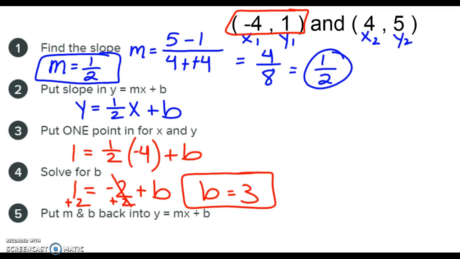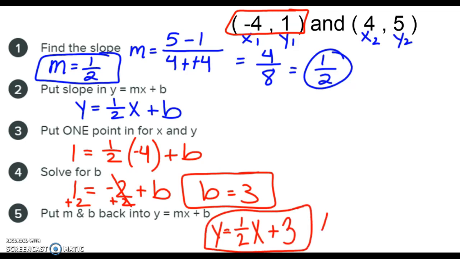Then put m and b back into y equals mx plus b. So y equals 1/2 x plus my y-intercept, which was 3. So that's my final answer. If you're confused on any of these steps, make sure that you're pausing. Maybe rewatch an example, and then you can ask me some questions.